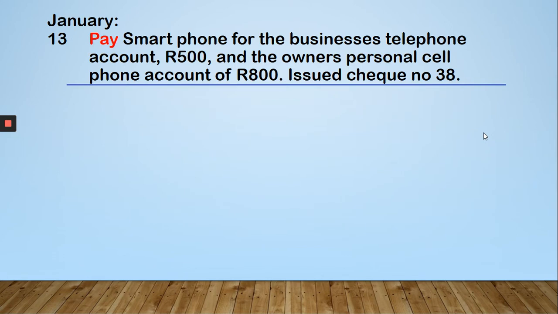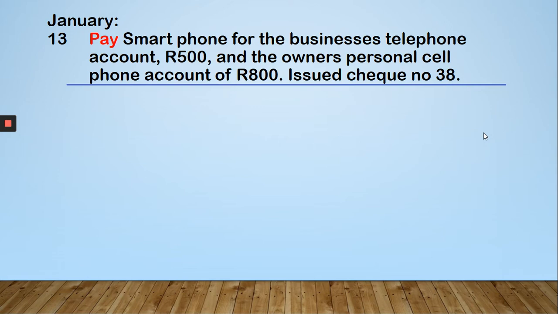So first of all, let's read the transaction, and it says on the 13th of January, pay Smartphone for the business's telephone account 500 and the owner's personal cell phone account of 800 Rand. Issued check number 38. So this is why I said in the previous video that it is important for you to have a highlighter or pen and ruler, because transactions can get quite tricky. But if I can tell you now, take it sentence for sentence or word for word. So break it up for yourself and just do it part by part.